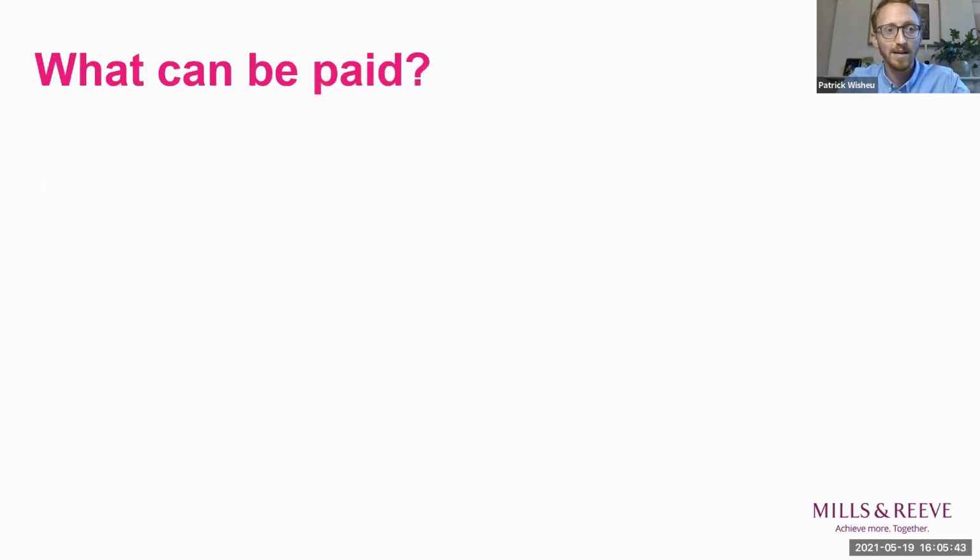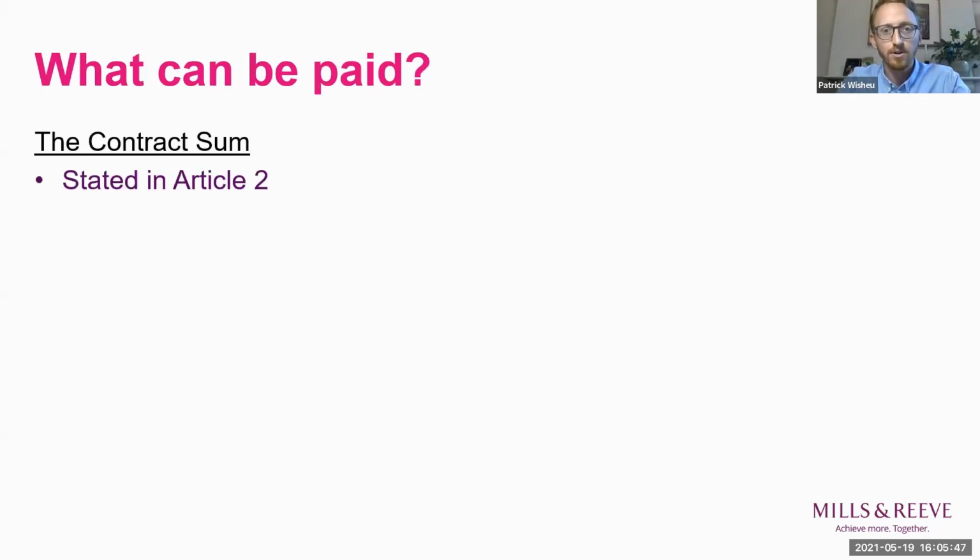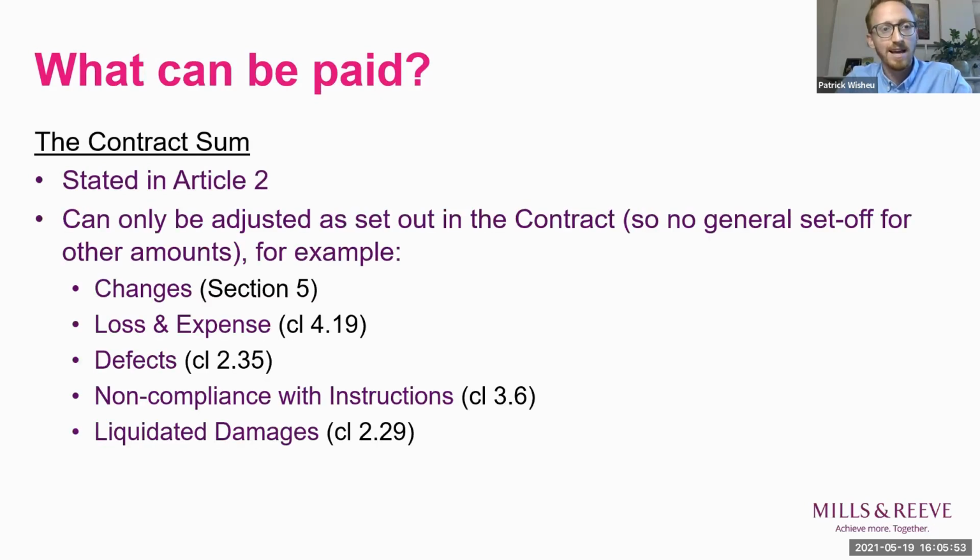So starting with what can be paid, in short, it's the contract sum. That's the amount agreed by the parties and stated in Article 2 of the contract. This can't be adjusted for any reason. It can only be adjusted for the reasons given in the contract. And so for reasons that Neil will come on to later on, it's important to note that there's no general contractual right of set-off for other amounts.